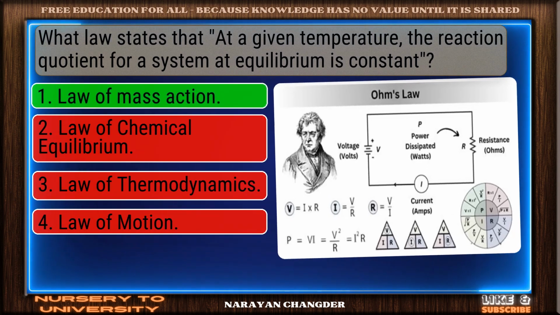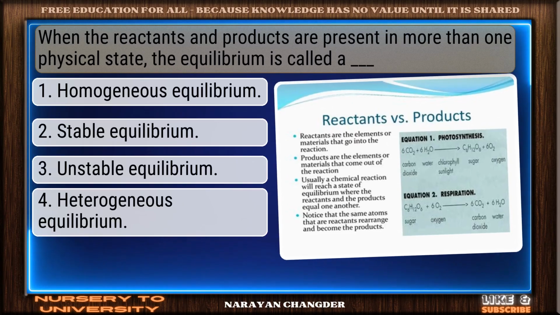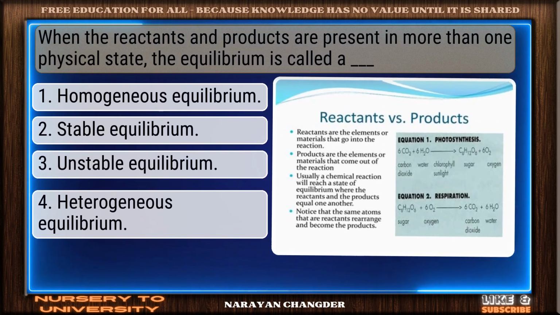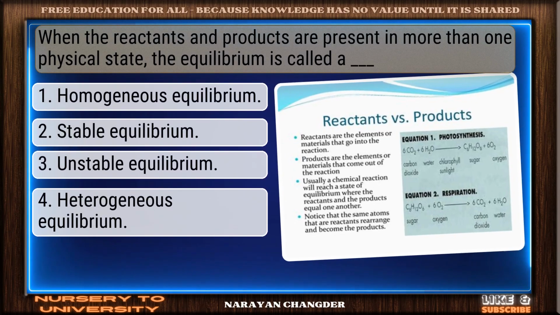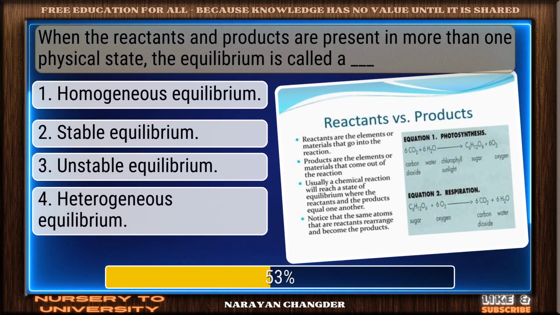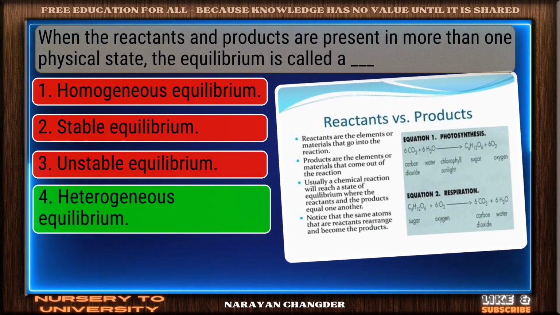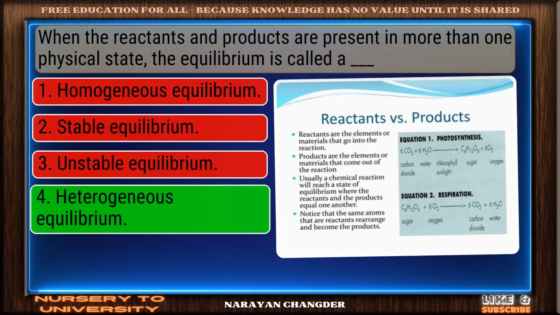Strong choice. Law of mass action is the right answer. When the reactants and products are present in more than one physical state, the equilibrium is called a dash. Smart pick. Heterogeneous equilibrium is the correct choice.